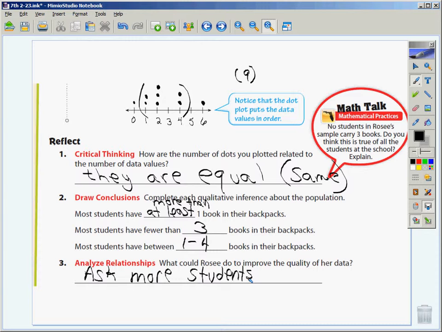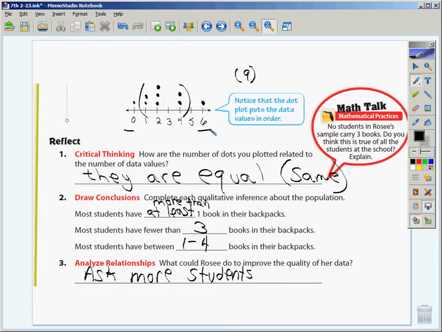Okay, everybody okay? We understand how to make a dot plot. Okay? You need to put them in order from least to greatest so you know where to start and where to stop your number line. And you simply put a dot on each one of those pieces of data.